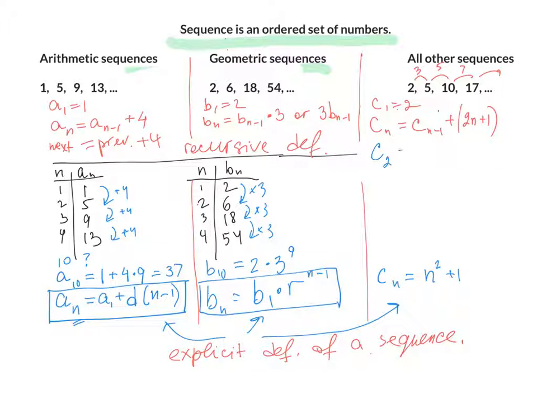C2 follows C1. So this is my preceding term, plus, now n is 2. You see that? So I need to substitute that. And I see that it's not correct, because this is 2 plus 5, not right. So my equation is wrong. I'm pretty sure that it must be a minus here.